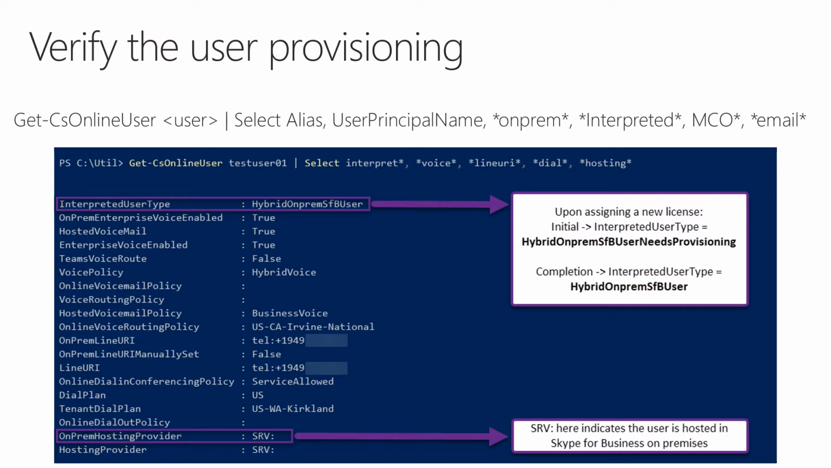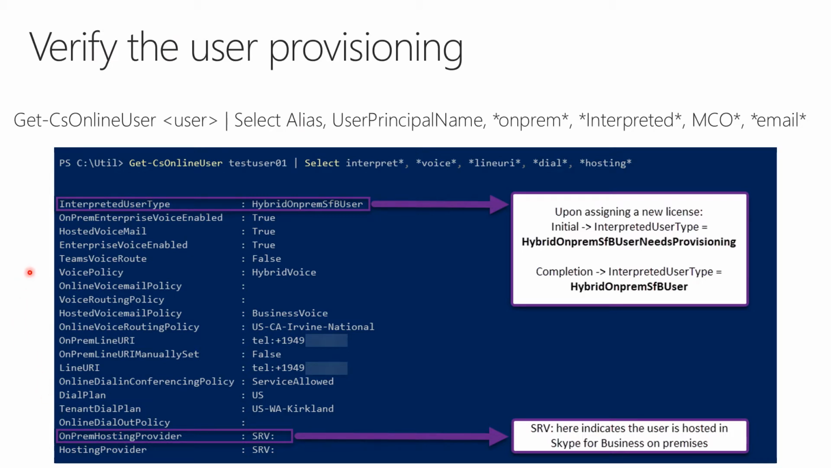Now, we have some PowerShell commandlets that we can run that can check and verify the state of our user provisioning. When we assign these licenses to the users, we have to make sure that they're properly provisioned in the service so that the service knows what features and capabilities they have available to them. So you can see in this screenshot, if I run this Get-CsOnlineUser commandlet, there's a couple of key attributes that I want to be able to take a look at.